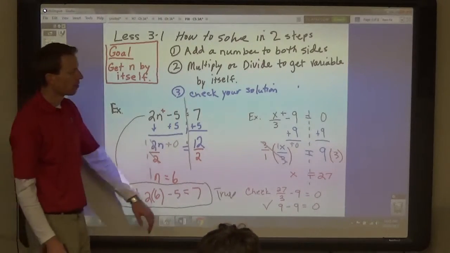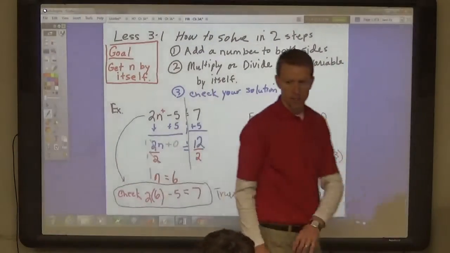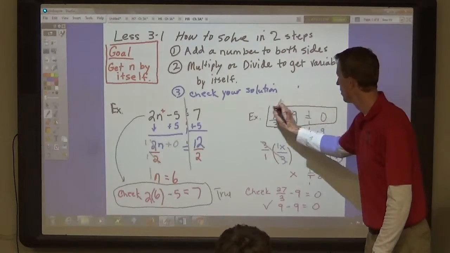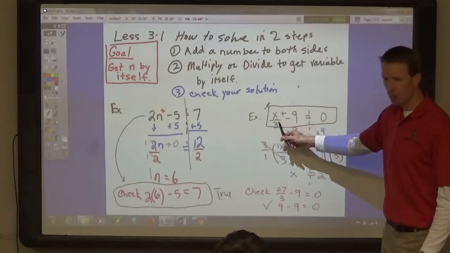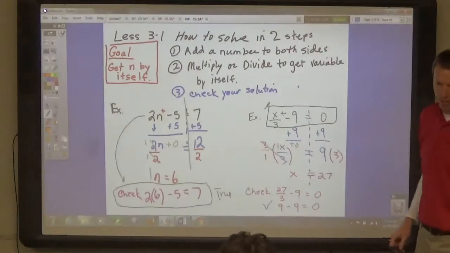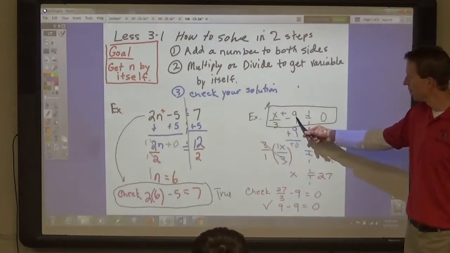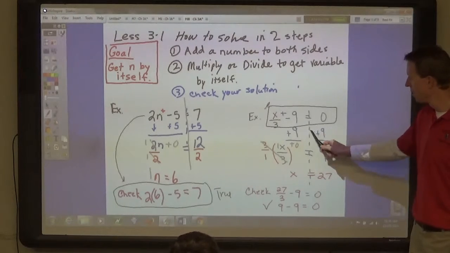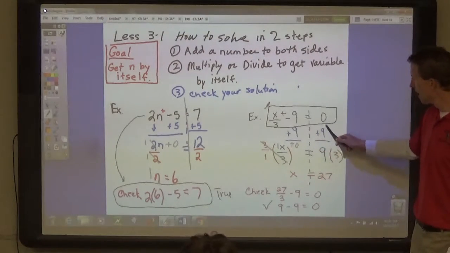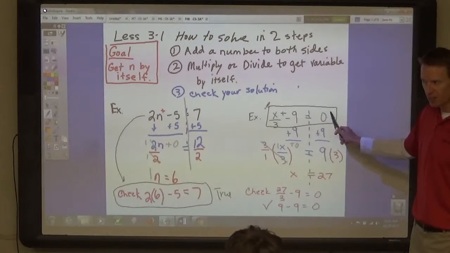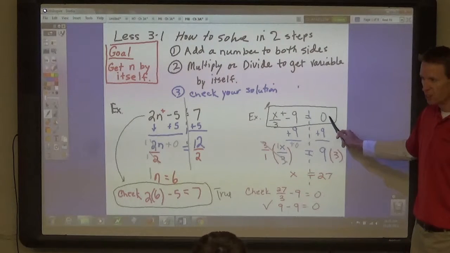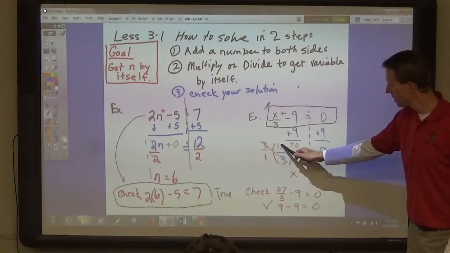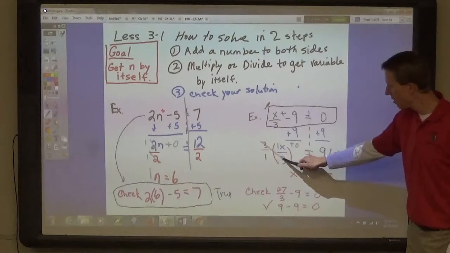Now, let's go over to this one. This one has a fraction in it. Again, we have to get the variable term by itself, the x over 3 term. So we have to get rid of the negative 9. Add 9 to get 0. Add 9 to the other side. 0 plus 9 is 9. So what's left is x over 3. We brought that down to here.